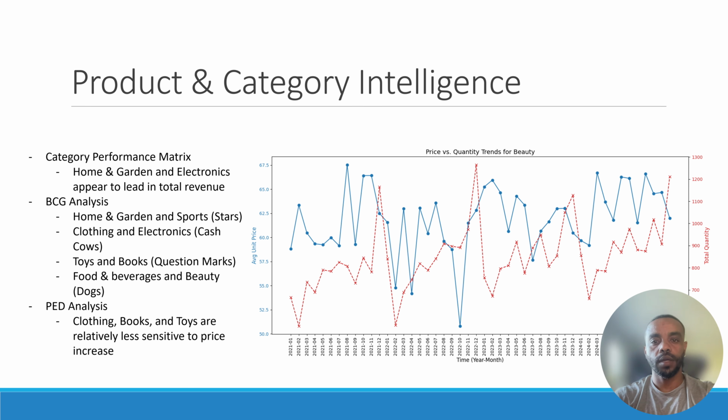For product and category intelligence, we did a category performance metrics scoreboard and noticed that home and garden and electronics categories have the highest total revenue. We have also used Boston Consulting Group portfolio analysis and noticed that home and garden and sports are stars, clothing and electronics are cash cows, toys and books are question marks, and food and beverage and beauty are dogs.